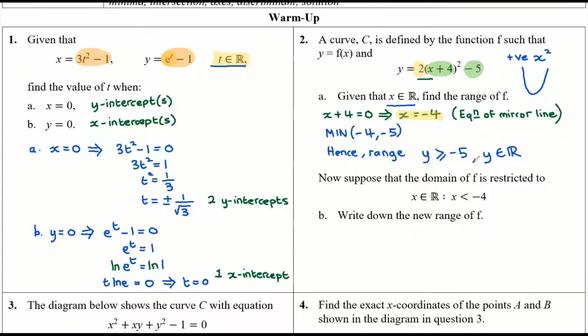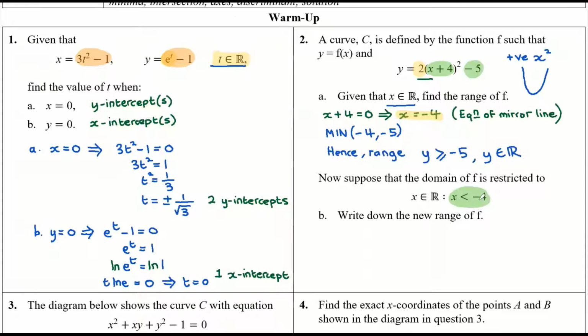All right, now in part B, we're going to change the domain slightly. We're going to restrict the domain so that x is strictly less than -4. Now, if we do that, notice this number has probably been chosen for a reason. Strictly less than -4. Remember, x equals -4 is the mirror line.